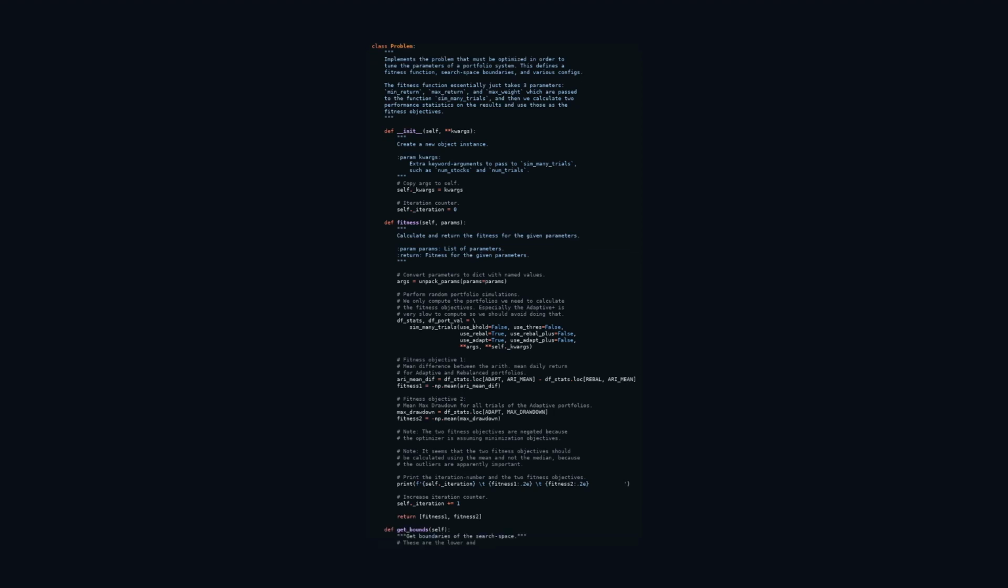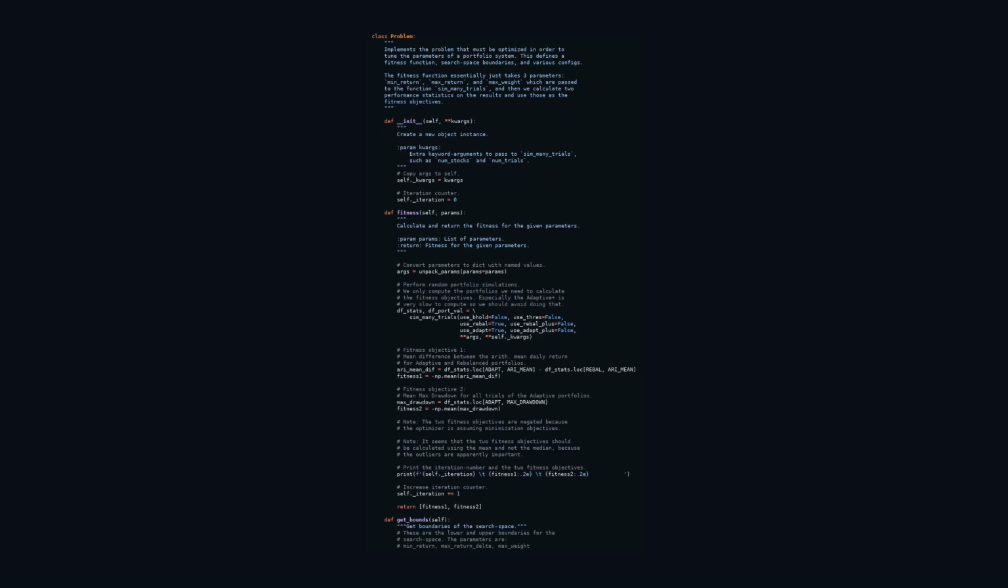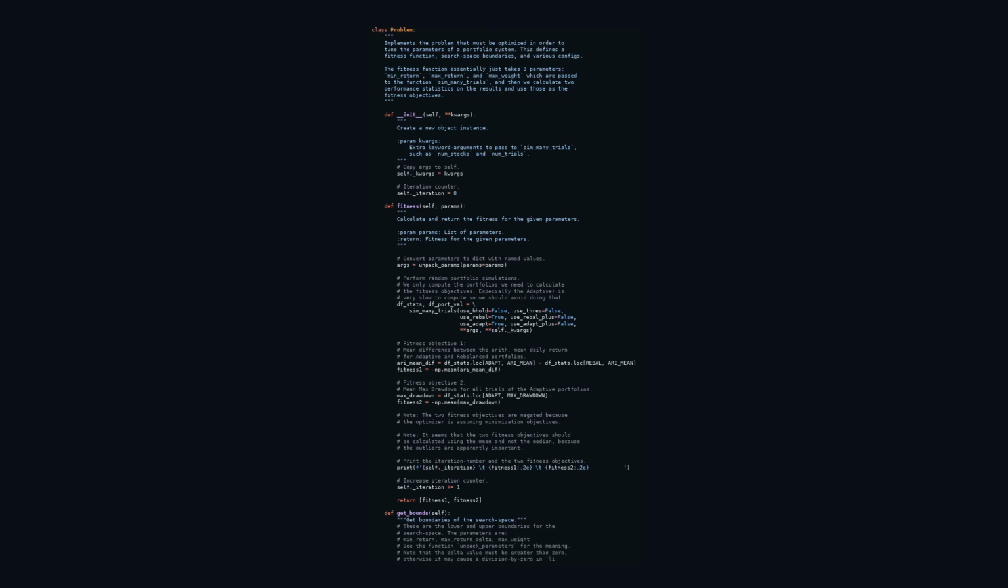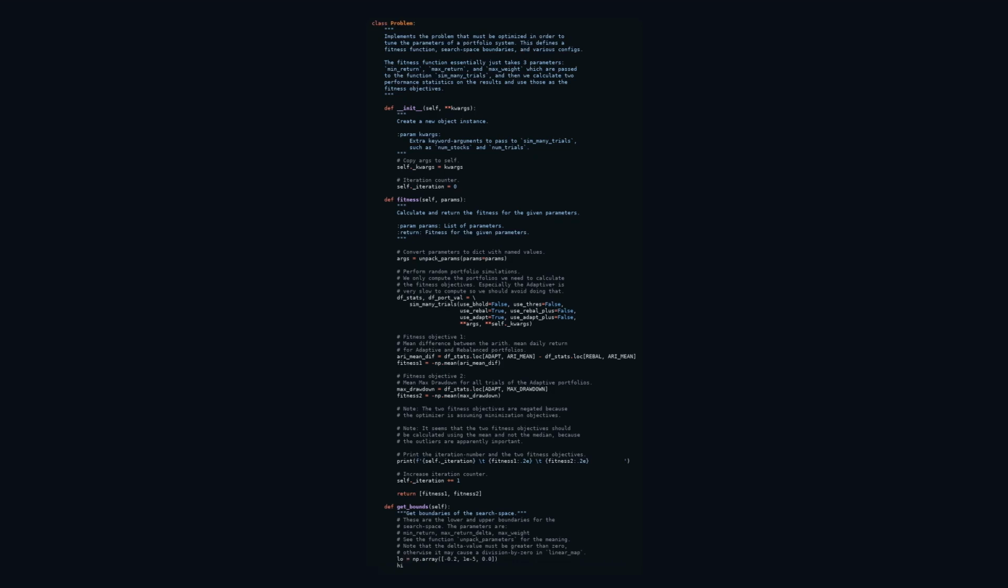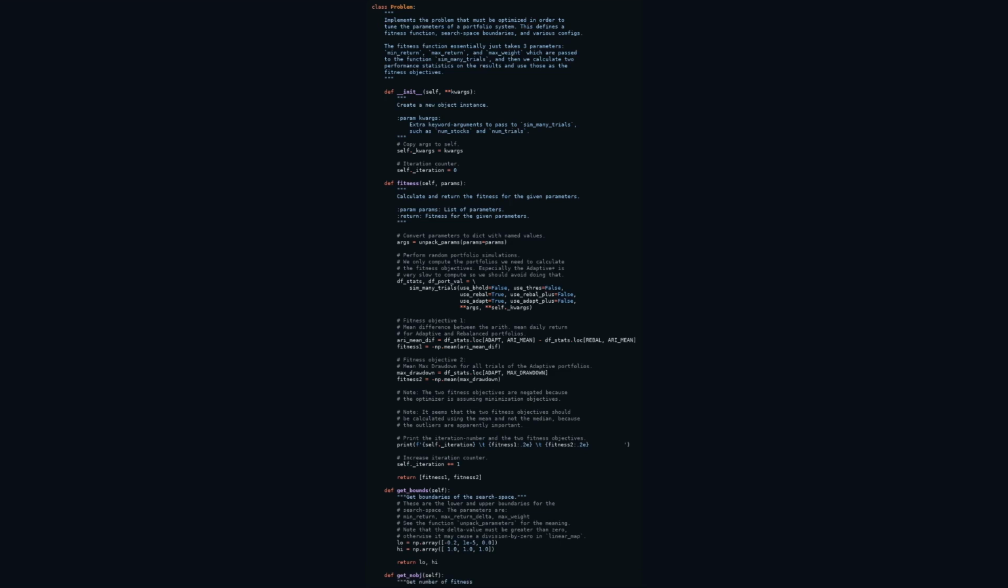In summary, the problem class encapsulates the entire problem definition necessary for optimizing portfolio system parameters. It standardizes the fitness evaluation, delineates search space constraints, and sets configurations required for the optimization procedure, thereby streamlining the solution process for portfolio tuning.